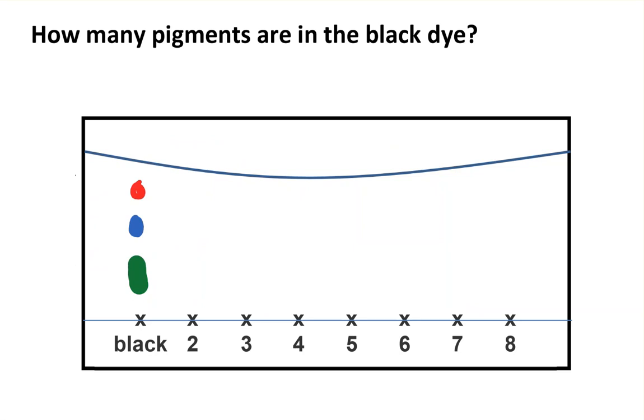Okay, this is redrawn, but let's just look at it. We already said that how many pigments? In this case, we have 3 because there are 3 spots. So that means 3 different compounds went to make the black ink. And then we're going to practice doing the RF, retention factor.